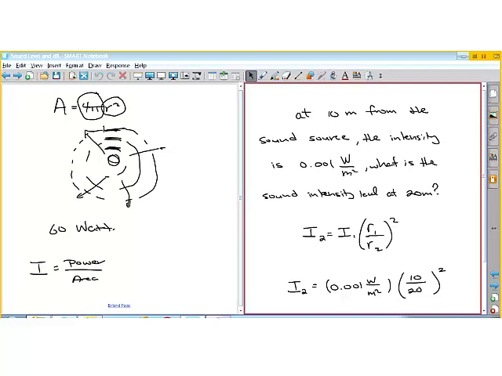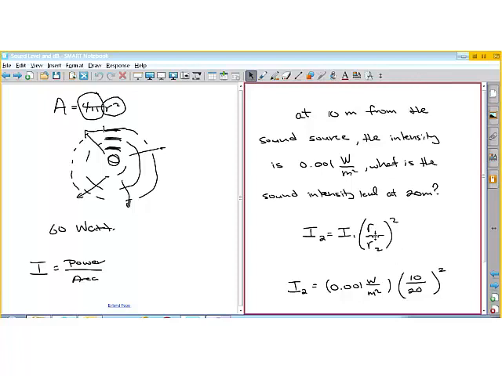So let's give an example here. At 10 meters from the sound source, the intensity is 0.001 watts per meter squared. What is the sound intensity at 20 meters? Well, because we have the same energy over the sphere, but the sphere area is larger, you have that the ratio of intensities is related to the ratio of the radii.